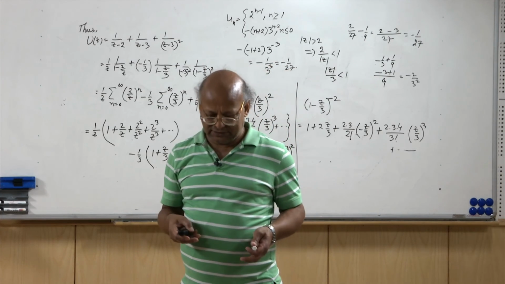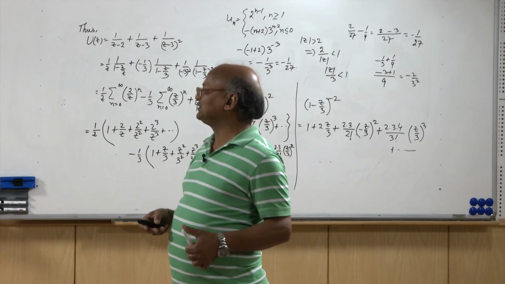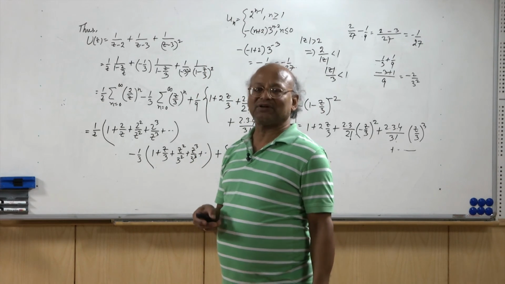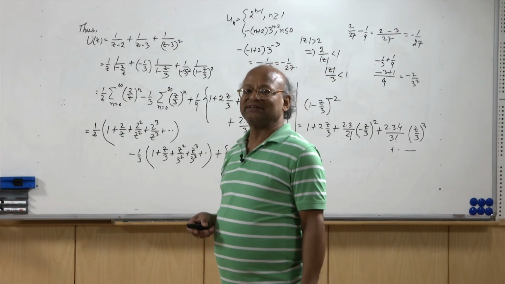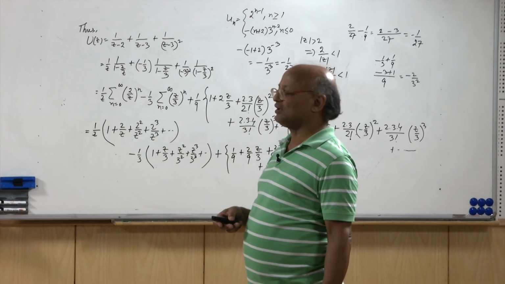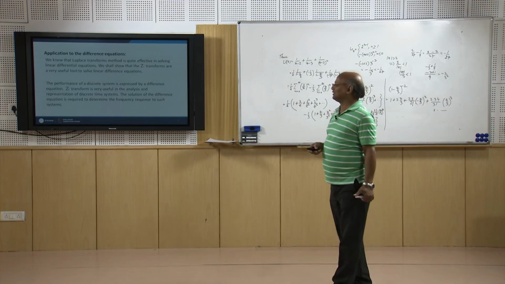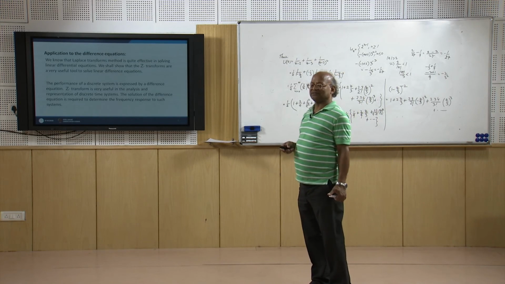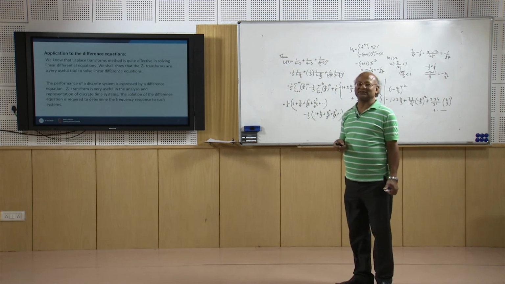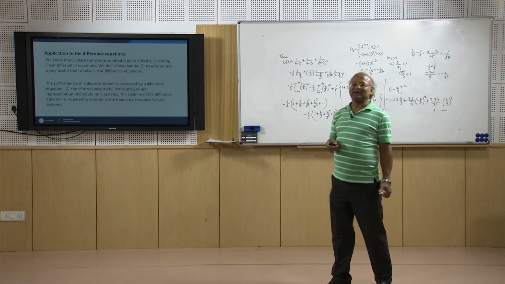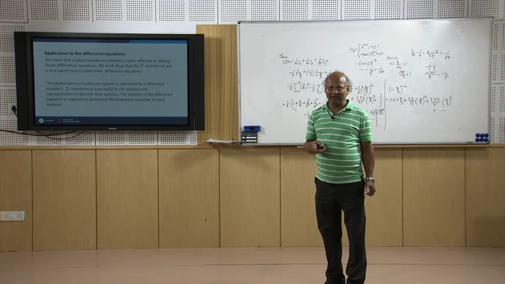When we have a discrete system, the performance of the discrete system is expressed by a difference equation, and Z transforms are very useful in the analysis and representation of discrete time systems. So, the solution of the difference equation is required to determine the frequency response of such a discrete system. In our next 2 lectures, we shall be discussing how we can solve a difference equation by applying the Z transforms. With that, I would like to conclude my lecture.